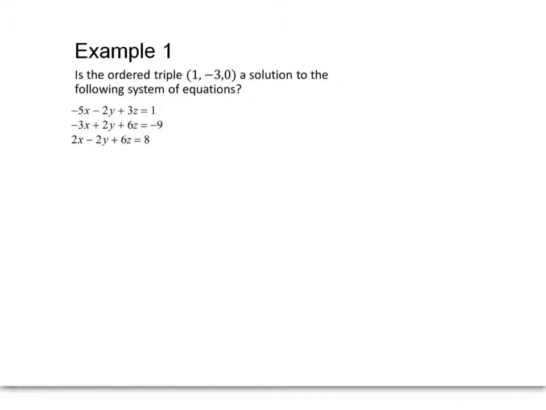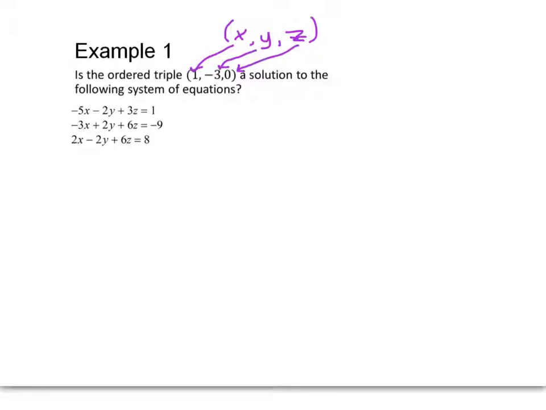But in example 1 they ask, is the ordered triple 1, negative 3, 0 a solution to the following system of equations? So we're not actually solving this, we're going to check whether 1, negative 3, 0 is an answer to this system. An ordered triple is kind of like the points x, y we've been dealing with, but now we're adding a third thing to our point, which we call z. So we've got x, y, z: x would be 1, y would be negative 3, z would be 0.